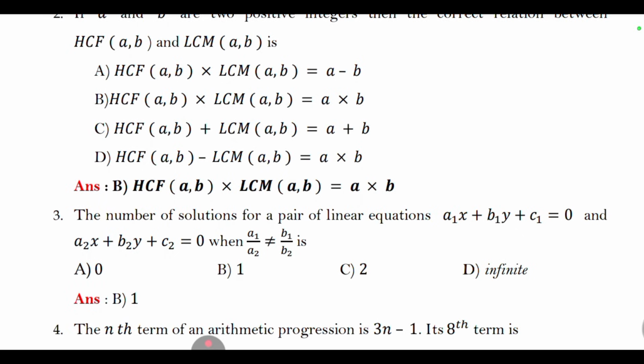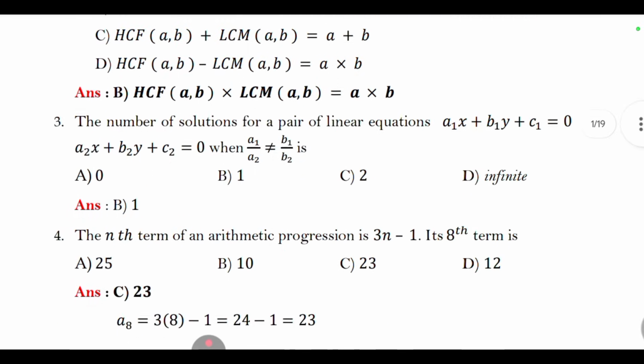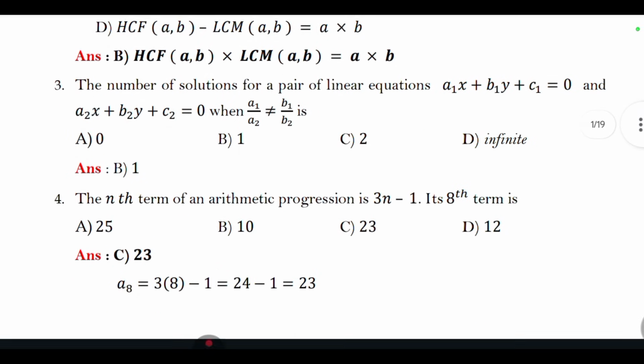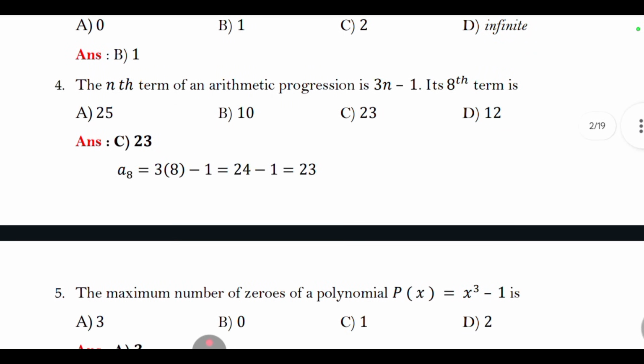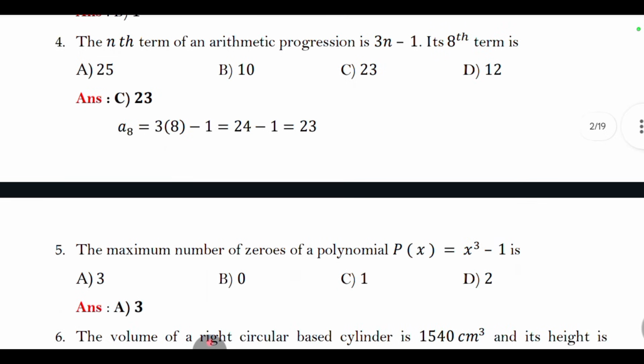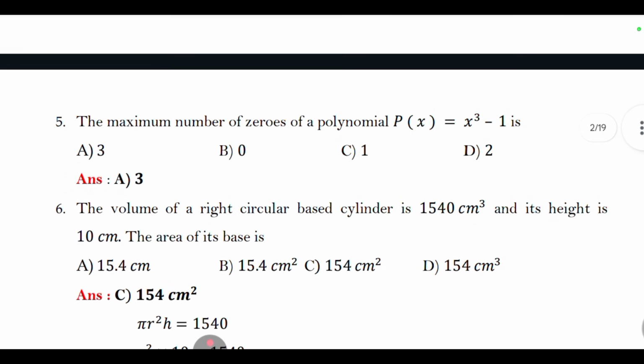HCF of a, b into LCM of a, b is equal to a into b. The number of solutions for a pair of linear equations, for the above equation is 1. The nth term of an arithmetic progression is 3n minus 1. Its 8th term is, this is the calculation for it, and the 23rd term is the correct answer. And the maximum number of zeros for a polynomial is 3.